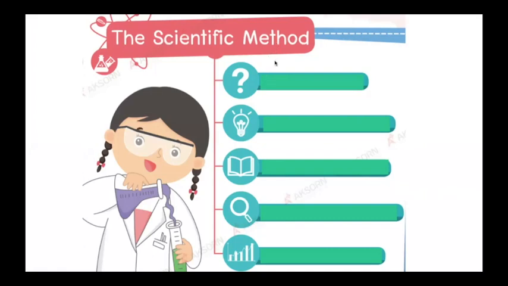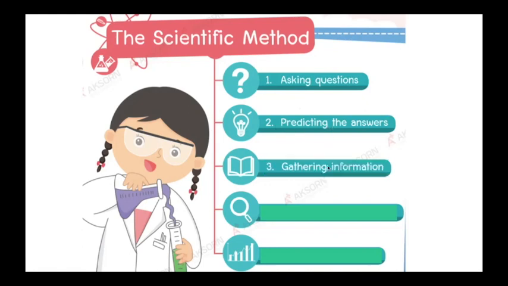All right, 5 steps of the scientific method. Step number 1. Please tell me what is the first step of the scientific method. Asking questions, right? Step number 2. Who can tell me what is step number 2? Predicting the answers. Repeat after me. Predicting the answers.